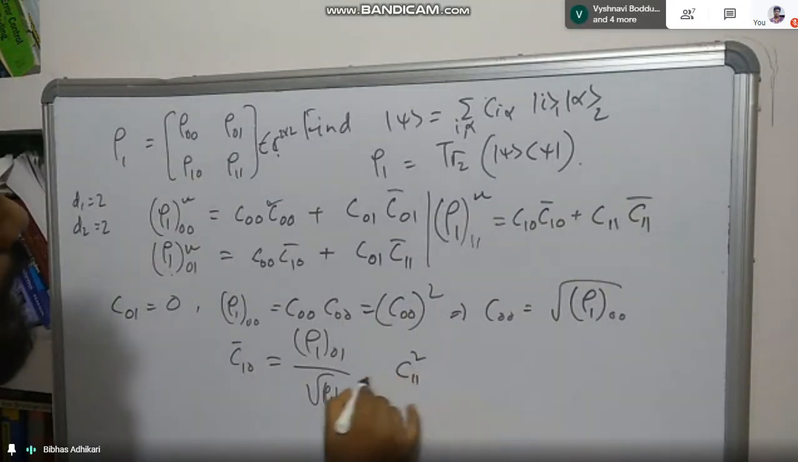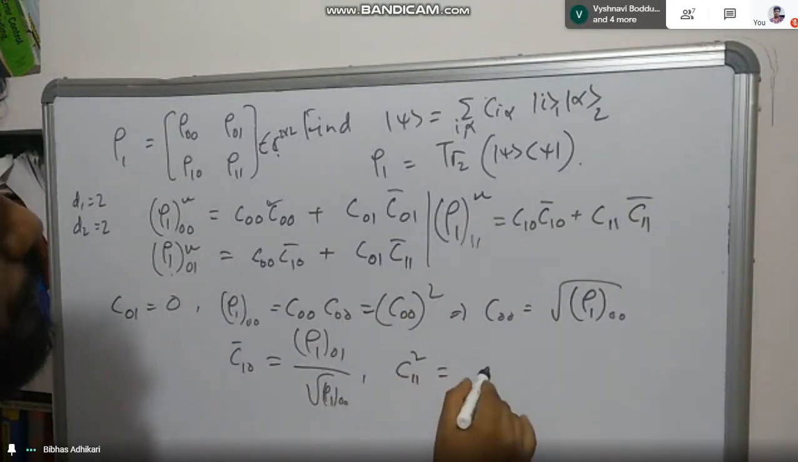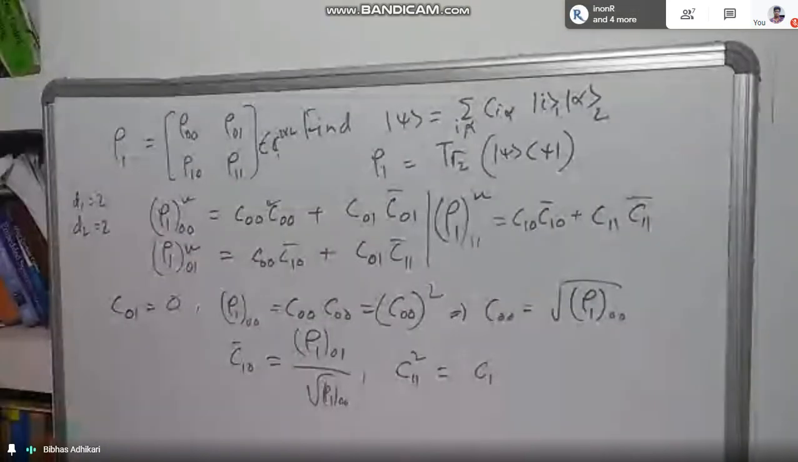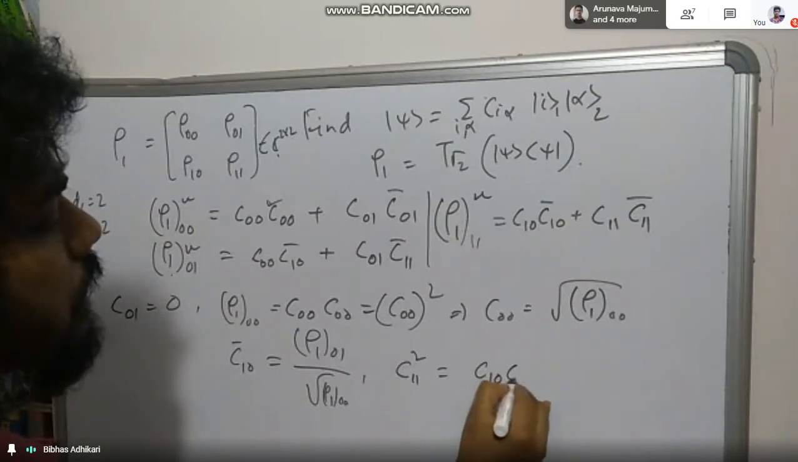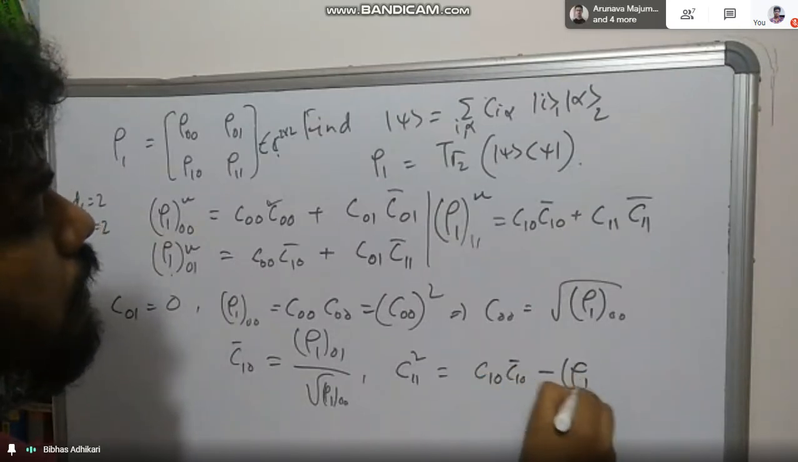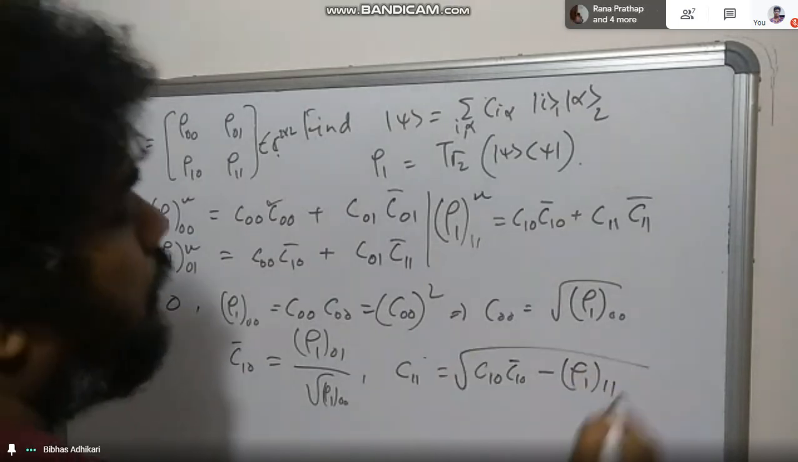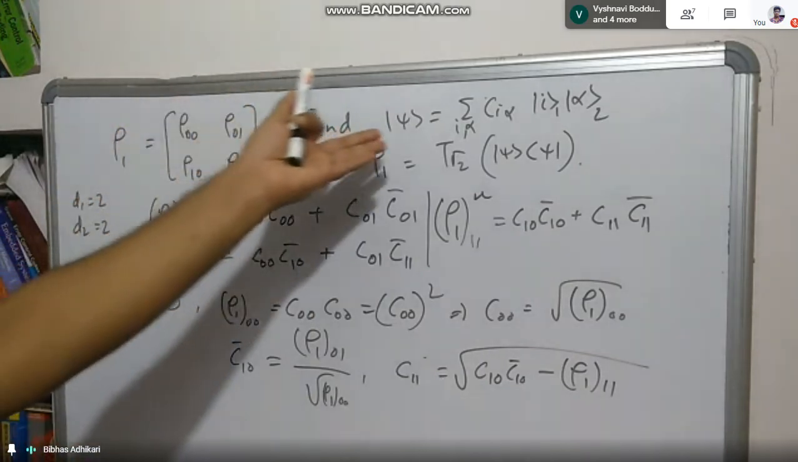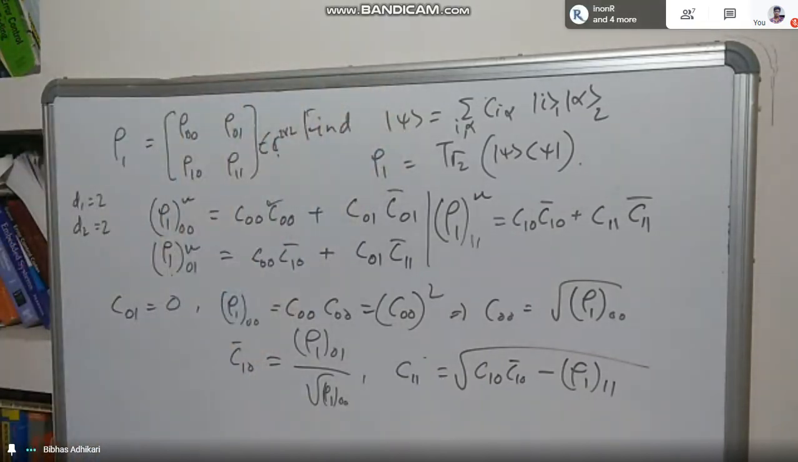Then C11 square will be equal to C10, which I already know here. Okay. So this and its dagger. So C10 bar minus rho 1, 1, 1. And then I have to take a square root. So at least, using this way, I get one solution for this C00, C10, C01, and C11. So I know my state psi. So this is the way to compute purification of a given density matrix.